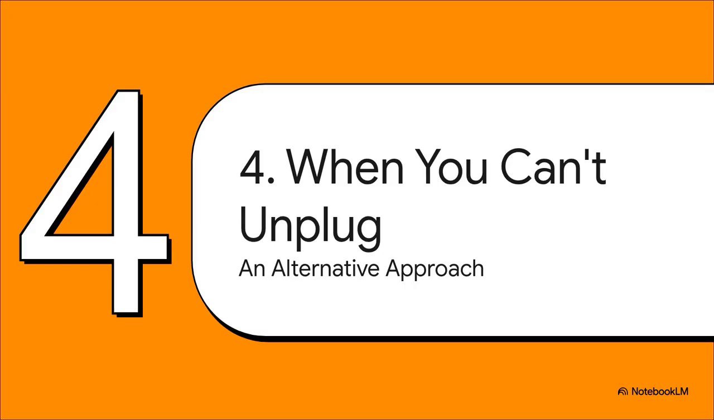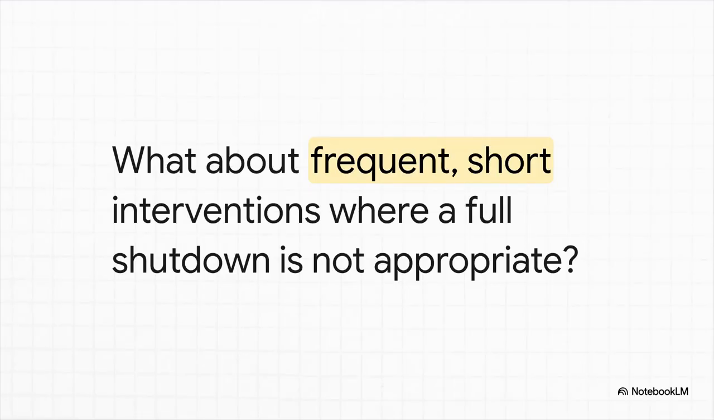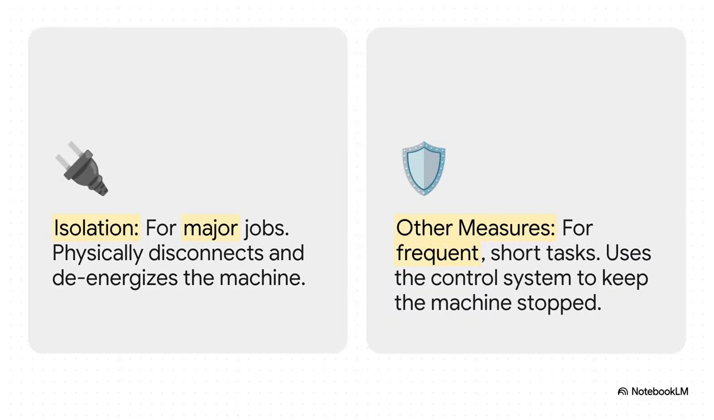Okay, so that all sounds great, but what about those situations where that Fort Knox method just isn't practical? I mean, you can't do a full top-to-bottom shutdown every single time you need to make one tiny adjustment. This is where the standard gives us another way. And this is such a key thing to think about. For all those little tasks that happen over and over throughout the day, like clearing a jam or making a quick tweak, a full shutdown procedure would just take way too much time and kill productivity. The standard totally gets that. It acknowledges that reality.